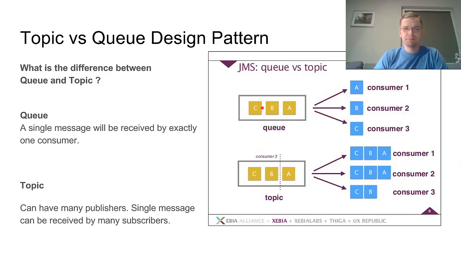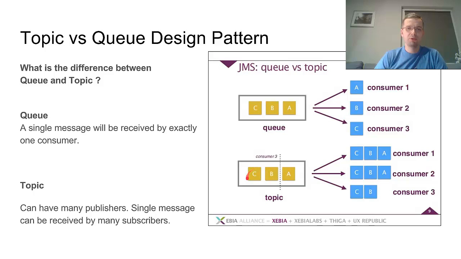So first of all, queue: when you publish a message A on a queue, it will be received by only one consumer. So if the consumer is not available, another consumer will be chosen to consume the message.